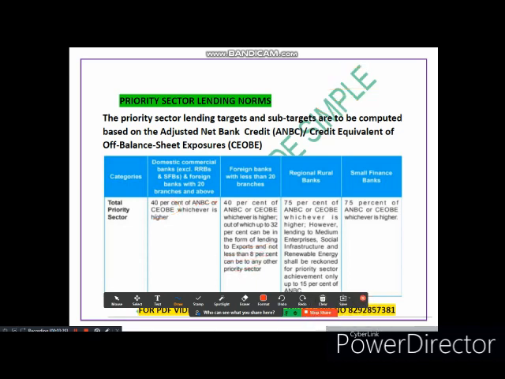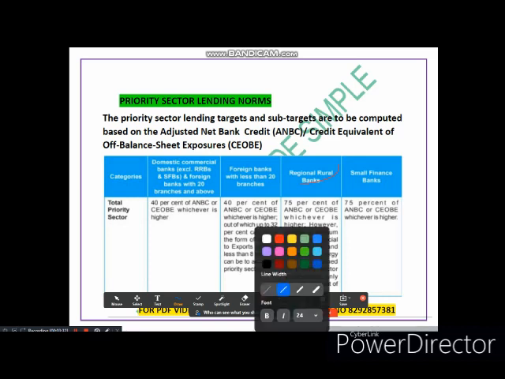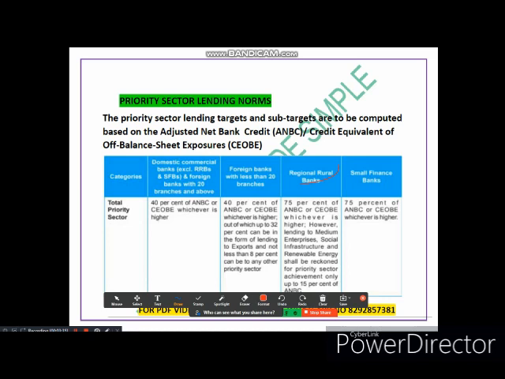The next part is regarding RRBs. In RRBs it is 75% of ANBC or COB, whichever is higher. However, lending to medium enterprise, social infrastructure and renewable energy will be reckoned for receiving. So this is the priority sector lending total target: 40% for domestic commercial banks, 40% of ANBC or COB for foreign banks with less than 20 branches. RRBs get 75%, and small finance banks also get 75% of their ANBC or COB, whichever is higher.